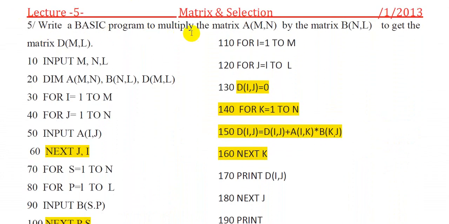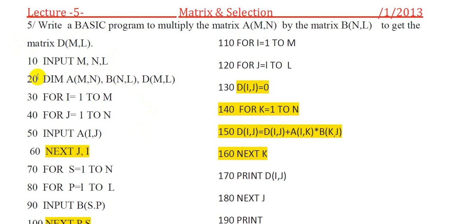Logic 5 has a basic program here to multiply the matrix AMN by the matrix BNL. We just need to find the multiplication product between both matrices A and B, AMN and BNL, as you can see right here, by multiplying rows and columns to get the matrix DML. The resulting third matrix DML will result exactly from the multiplication of both matrices A and B, MN and NL, with their respective rows and columns taken successively.